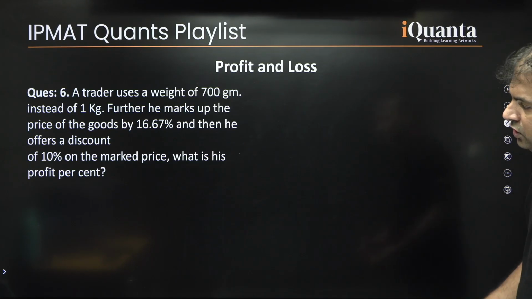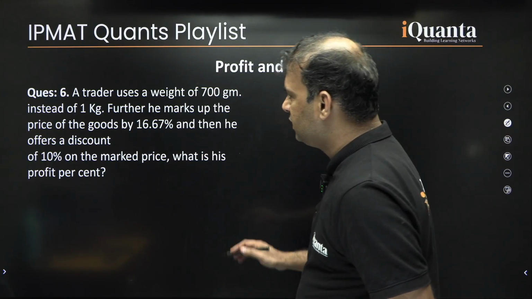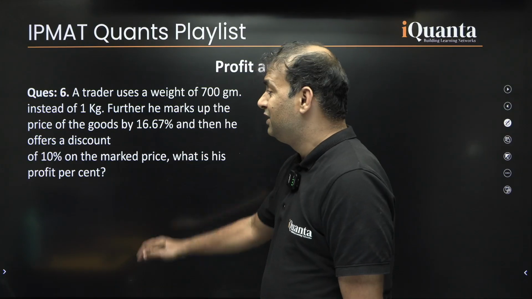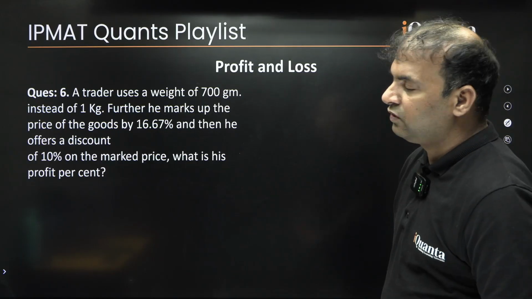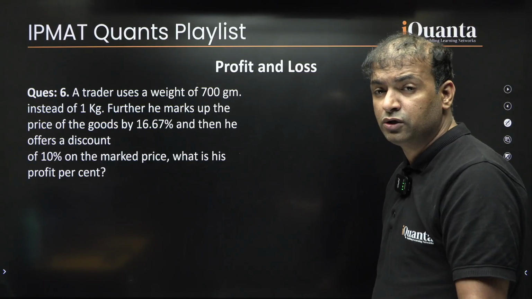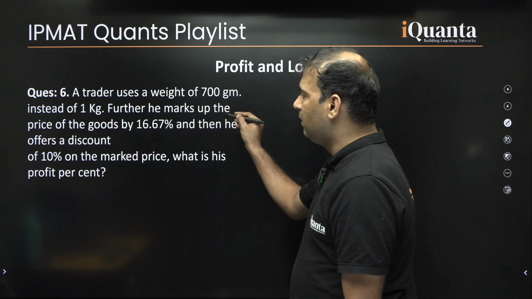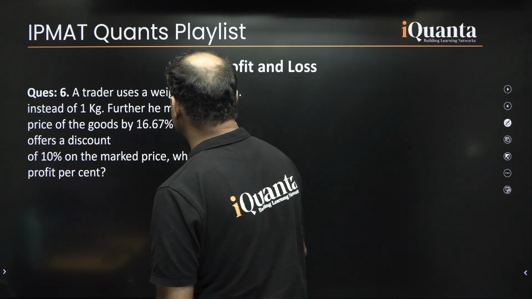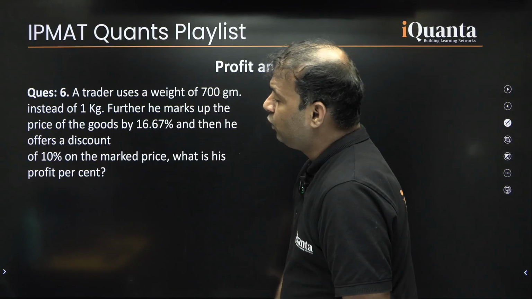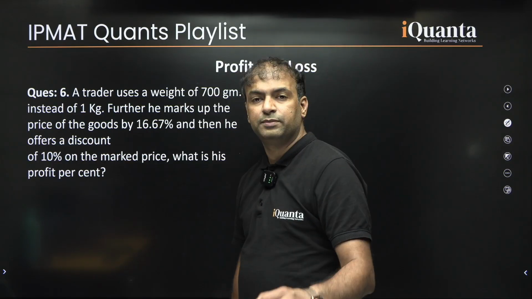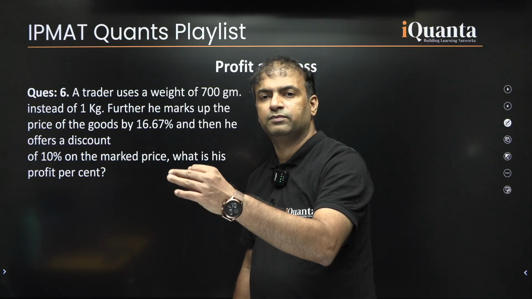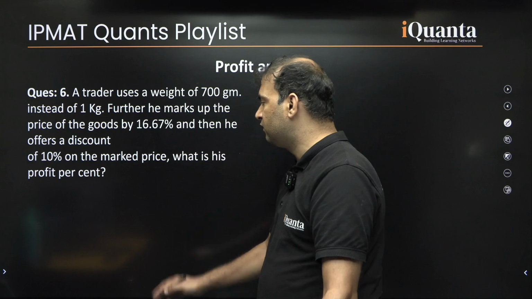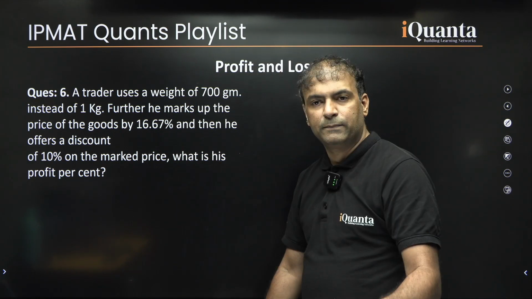Now one more question based on the same, and yes, it is a tricky question, right? The question says that a trader uses a weight of 700 grams instead of 1 kg. So again, the cheating based on the weighing. But this time, he marks up the goods by 16.66%, and then he also offers a discount of 10% on the marked price. So there is the weighing cheating, the markup, and also the discount. And finally, we have to find out his profit percentage.